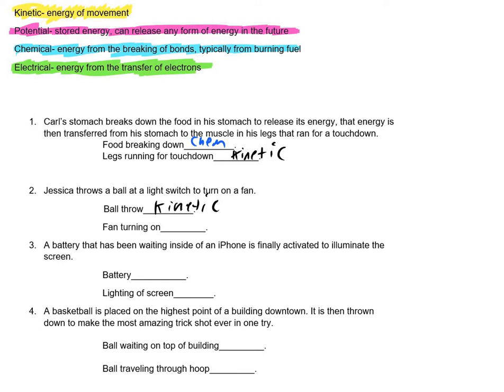And then the fan turning on. Well, what turns on a fan, right? All fans are typically powered by electrical means. So in this case we're going to call this electrical energy. This is when the fan actually turns because electrons are flowing through it like water through a windmill, or water through a watermill, and that actually causes the movement.